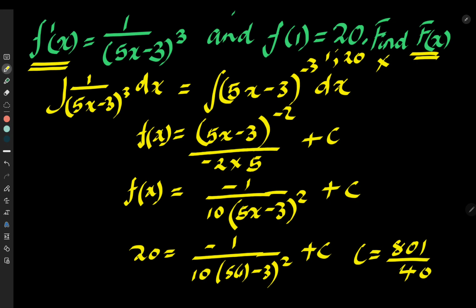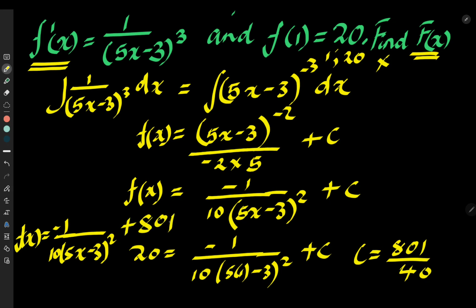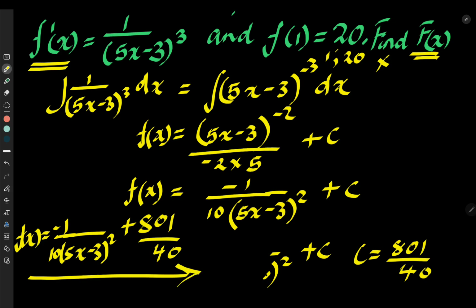Then you can now rewrite your f(x). So f(x) is equal to negative 1 over 10 times (5x - 3) squared plus 801 divided by 40. And that will be the function of x. This marks the end of our lesson. I hope you get it right and hope to see you in the next lesson.